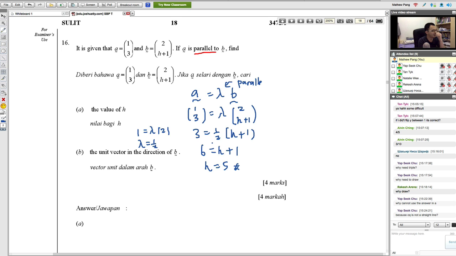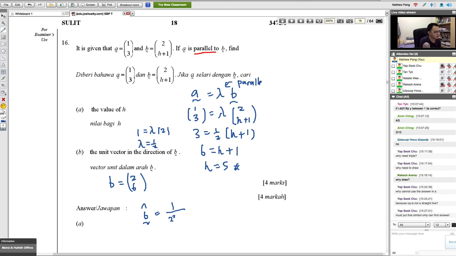Then we move on to the unit vector. They want us to find a unit vector of b, so I will write b again. b basically equals (2, 5 plus 1), which is (2, 6). So the unit vector of b equals 1 over the magnitude, which is the square root of 2 squared plus 6 squared, times (2, 6). So this is 1 over square root 40 times (2, 6). This should be your unit vector. A unit vector is quite simple: 1 over magnitude multiplied by the vector. This is how we do the unit vector.